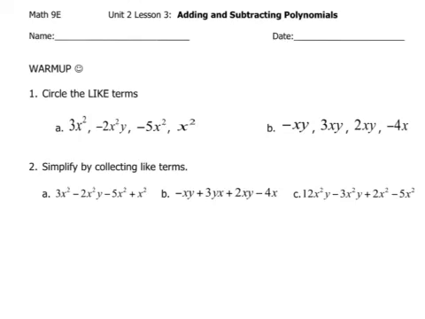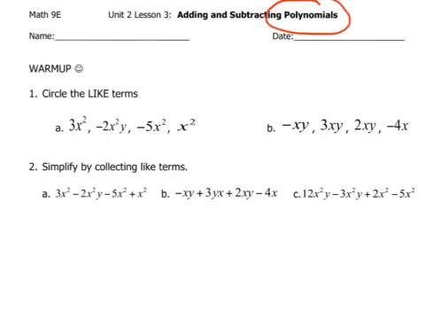Okay, welcome to Unit 2, Day 3. What we're going to be doing here is taking a look at like terms, which is a review from the last lesson. And then we're going to learn how to add and subtract polynomials. Now, what that means is polynomials are just an algebraic expression that would have two or more terms. So we're going to figure out how to do this.